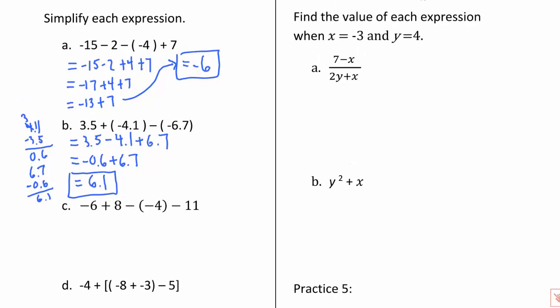Okay, I'm going to go ahead and stop the video here, give you some time. Go ahead and work on letters C, D, and E, and in the next video I'm going to show you how to do them.